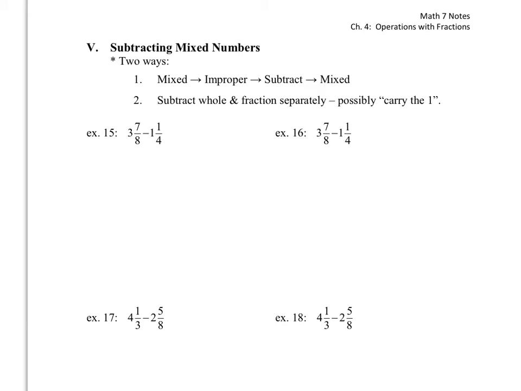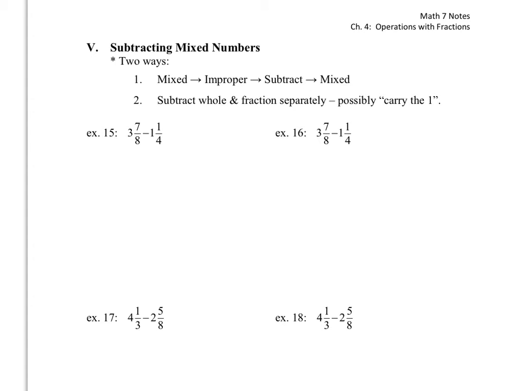Subtracting mixed numbers. There are 2 ways you can do it. There's start with a mixed number, make them all improper fractions, subtract, and then turn them back into mixed numbers. That's the first way. The second way is subtract the whole and the fraction separately, possibly carry the 1. Now, I like the first way better in certain senses, and the second way better in other circumstances.